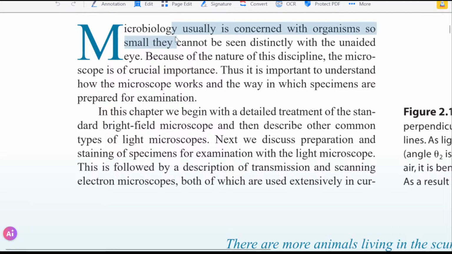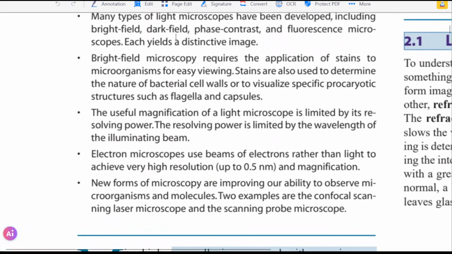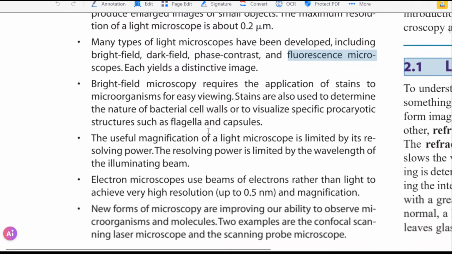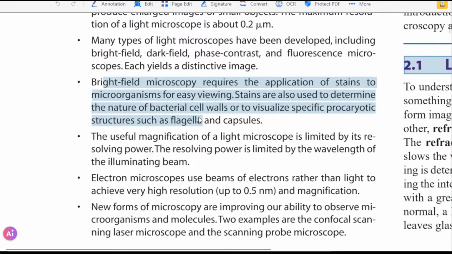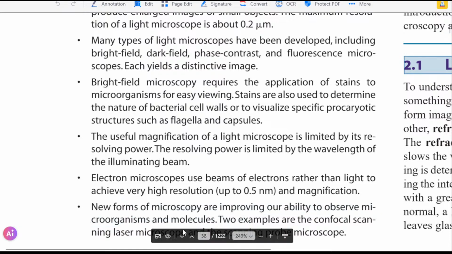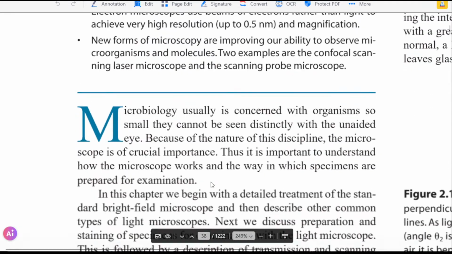Do we study what we are going to study in this chapter? I usually don't like to read this. So light microscope: many types of light microscopes, like bright field, dark field, phase contrast, fluorescence. Okay, there are multiple types of light microscopes. Then bright field microscopy, magnification of the light microscope, electron microscope, new forms of microscopy. So we are going to study that. We don't have to go into the detail.